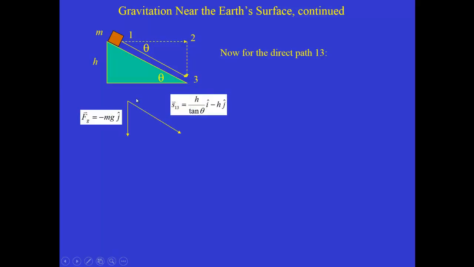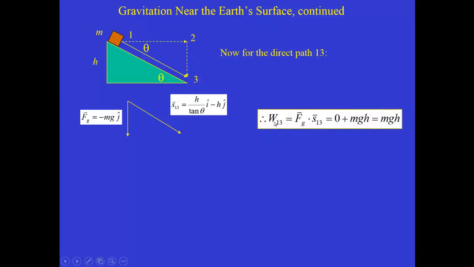So to do that, we need the gravitational force again, and then we need to write down an expression for the vector that takes it from 1 to 3. And again, we can just express that in unit vector notation as having one component along the i hat direction and then one component along j hat, and so the vector S13 would be given by the sum of these two terms.